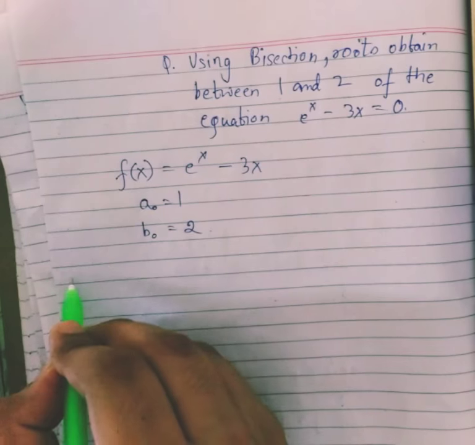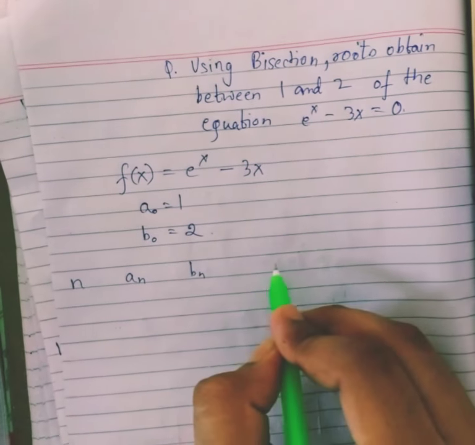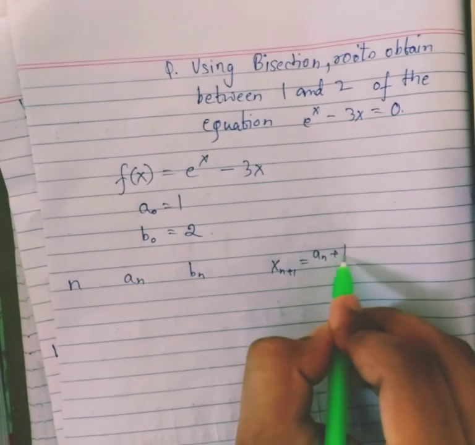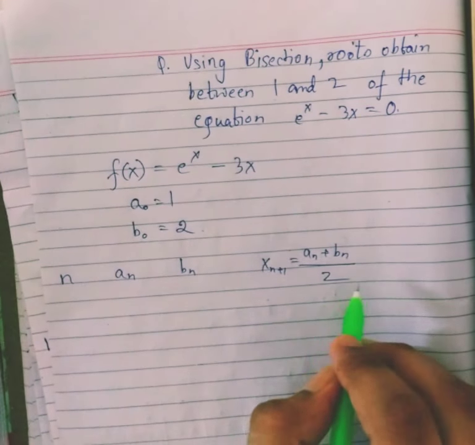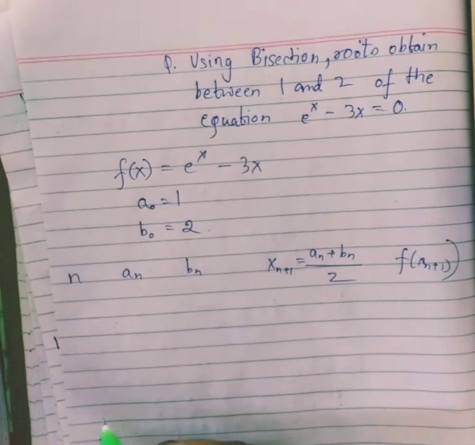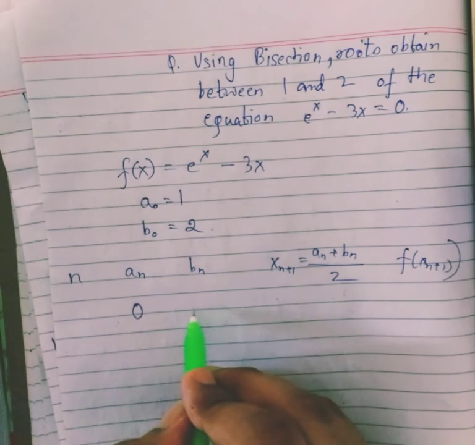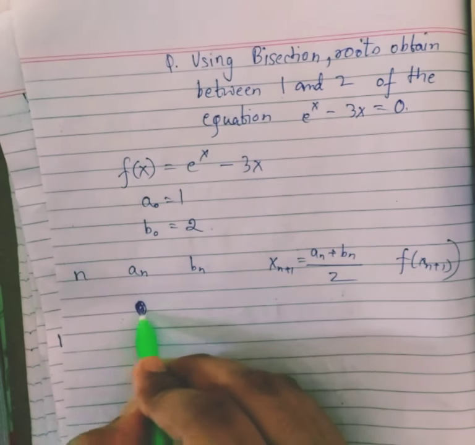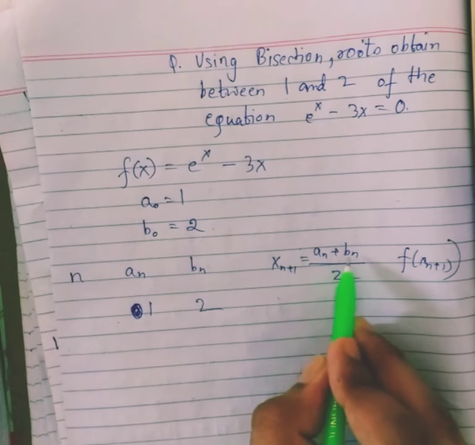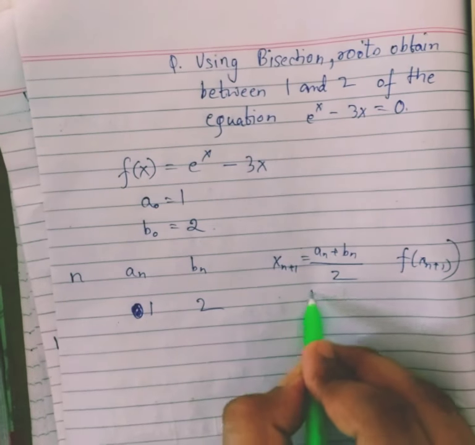So to simplify, we make a table with columns n, an, bn, xn plus 1, which is equal to (an plus bn) divided by 2, and f of xn plus 1. Now for an we have initially 1, and for bn we have initially 2. So xn plus 1 is equal to (an plus bn) by 2, which is equal to (1 plus 2) by 2, that is 1.5.